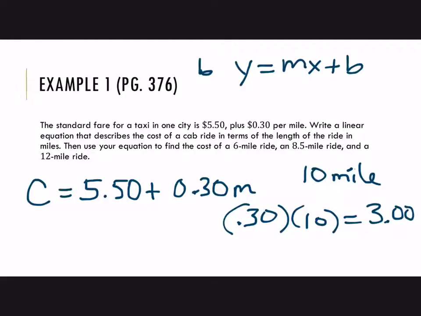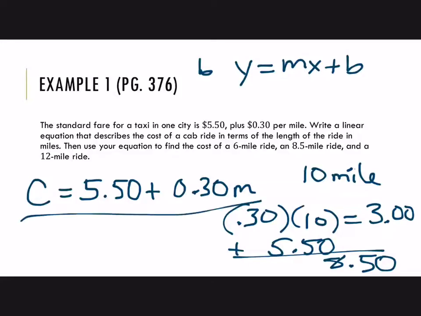And then it's plus $5.50, so that's some sort of a fixed fee or a cost, kind of like a base rate. Then we would add those two together and we'd get that the cost for a 10-mile ride is $8.50. Well, this equation is just describing more generally what we just did in that one specific situation. It's 30 cents per mile times the number of miles, and then you add on whatever that fixed rate was.